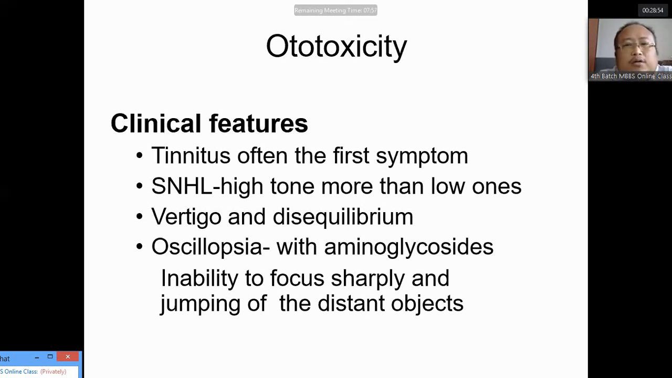How do ototoxic patients present? Tinnitus might be the first symptom. There is high tone hearing loss. The patient might have vertigo or some kind of disequilibrium, and epilepsy might also be there in the case of aminoglycosides. The patient won't be able to focus on a distant object, and when trying to focus, the patient perceives the object as jumping and not focused at the center point.